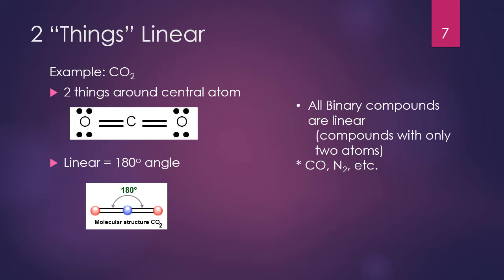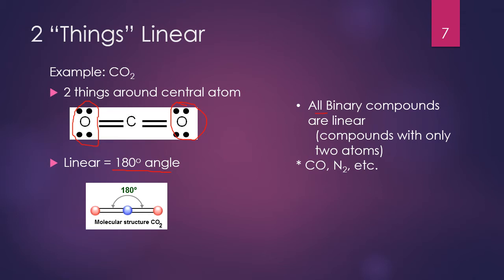Now, if I'm counting the things around the central atom, carbon, I just have 2 atoms around carbon. 1 oxygen here, 1 oxygen there. So that's a total of 2 things. The fact that there's double bonds does not matter. I'm also not taking into account the lone pairs on the oxygen. I'm just focusing on the carbon itself. Whenever you have 2 things around the central atom, the shape is going to be linear, and the angle, therefore, is going to be 180 degrees. And we're talking about the angle from one oxygen all the way to the other.